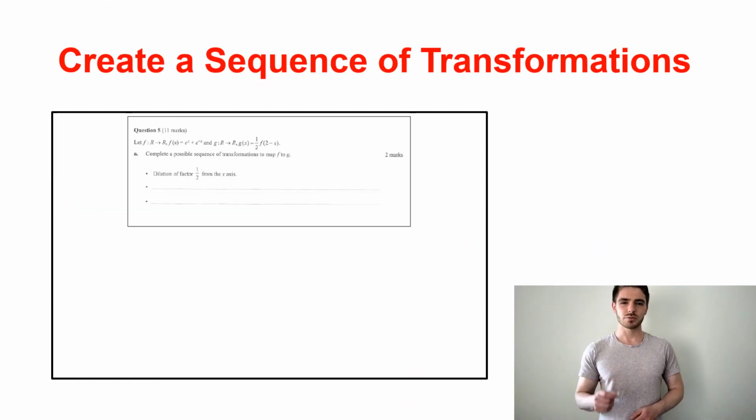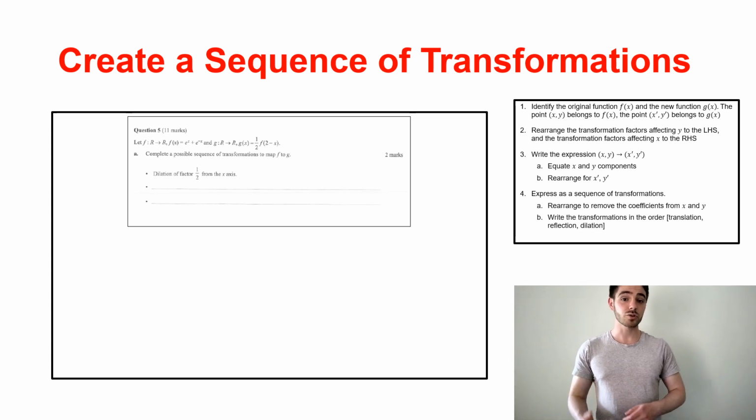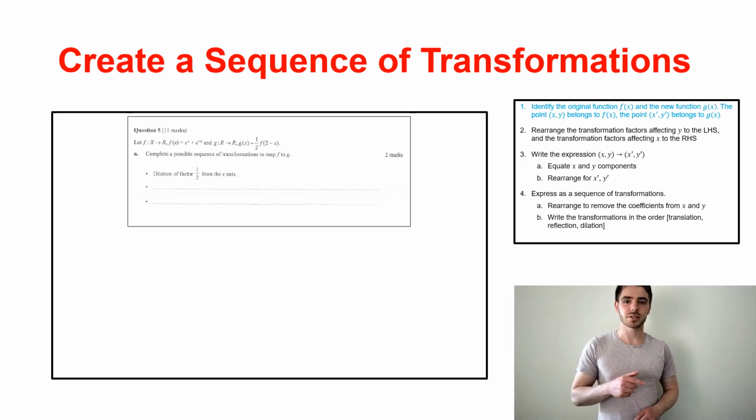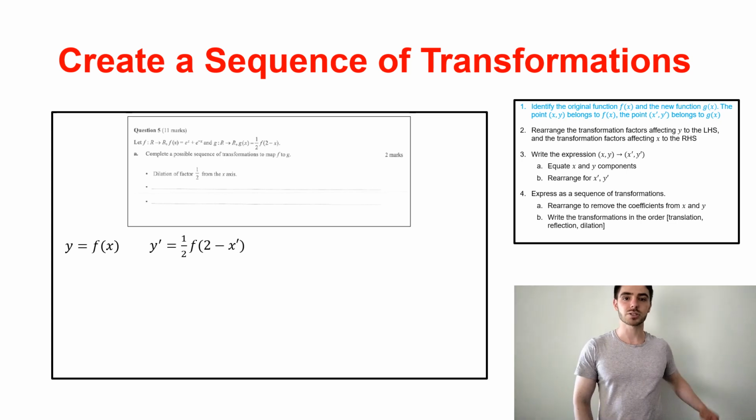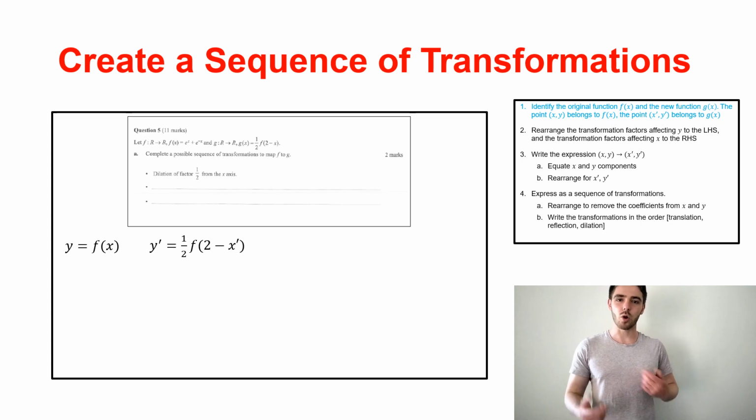This example came from the 2023 Tech Active exam, and we can use this process to solve not just this question, but many questions like it. We start by identifying the original function and the new function. In the question, we're told we're going from f to g, so f of x will be the original function and g of x will be the new function. From here on out, g of x is going to use x prime and y prime.